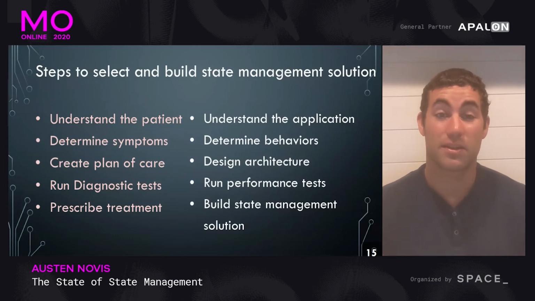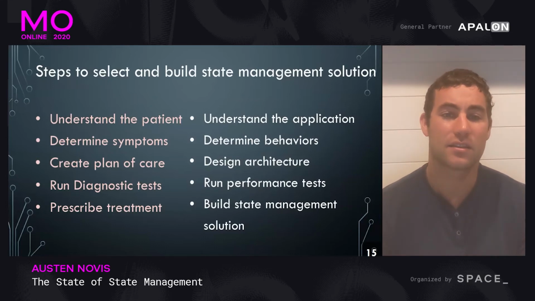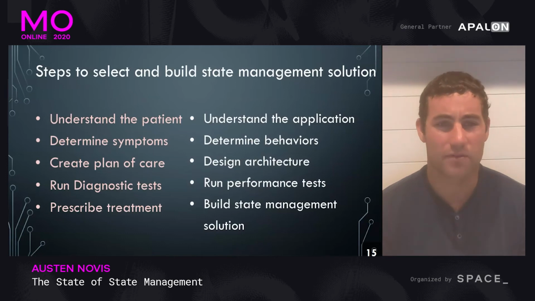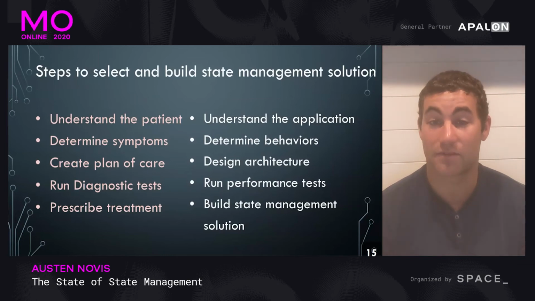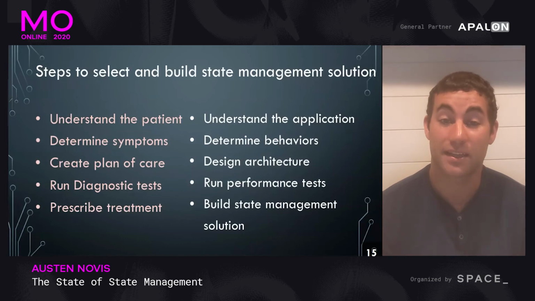Similarly, the developer should begin by understanding the application. What are the key components? Why is the application being built? What information will be used? Next, the developer should determine the behaviors of the application. What is happening with the information? How should it be displayed? After these questions are sufficiently answered, can the architecture be created? If possible, core components should be performance tested to further understand how the solution will work. Once these steps have been completed, then it is time to build the state management solution.